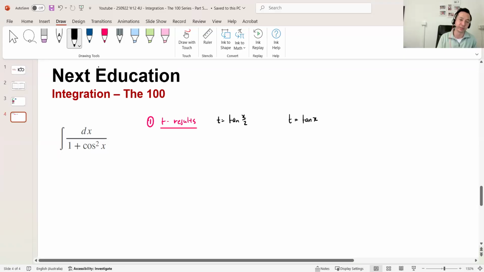Two types of t results to explore. This one here, dx would equal 2 on 1 plus t squared dt, right? This one here, dx would equal 1 on 1 plus t squared dt. This one here, obviously, you start using double angles for your t's, while this one here, you use single angles, right? Now, the reason why I highlight that is the easier one is actually this one, right?